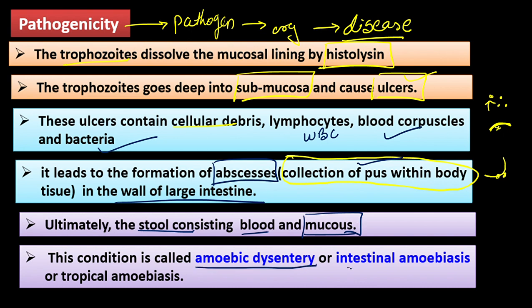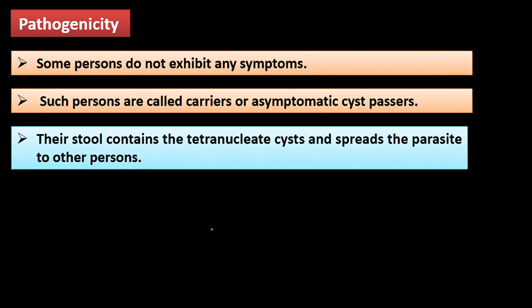This condition we call amoeboid dysentery or intestinal amoebiasis or tropical amoebiasis. Repeating myself again, the trophozoite has an enzyme, histolysin. It is going to infect the submucosa layer and because of that an ulcer is caused. The ulcer contains cellular debris, WBC, blood corpuscles and bacteria. Because of this an abscess is caused, that is a collection of pus. And because of that, blood and mucus are present in the stool in your large intestine. This loose motion with blood and mucus, we call amoeboid dysentery, intestinal amoebiasis and tropical amoebiasis.